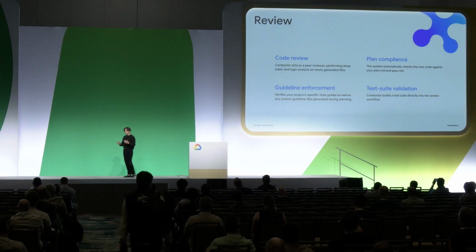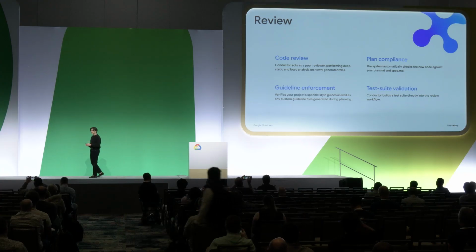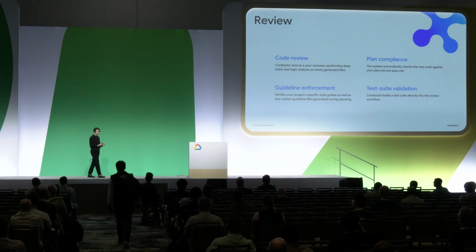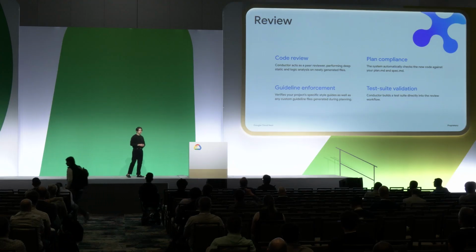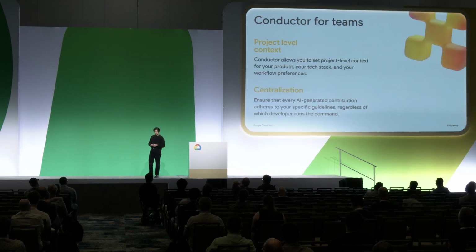And then lastly, we built in a pretty robust review system into Conductor. So it's going to look for a few things. It'll review your code. It'll check your plan. It'll check the tracks that you've built. It'll run a suite of tests, and it'll give you a summary of what it finds. And it'll also allow you to automatically fix any issues that it finds. And so we'll see that in a few minutes.